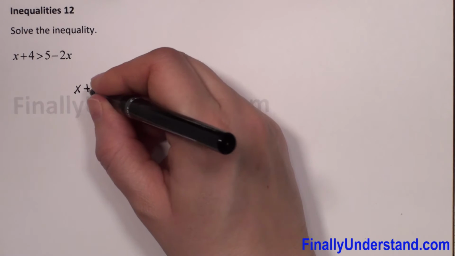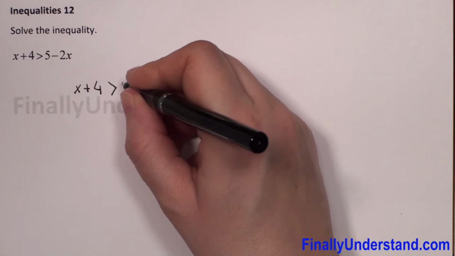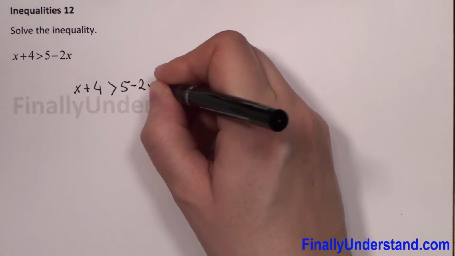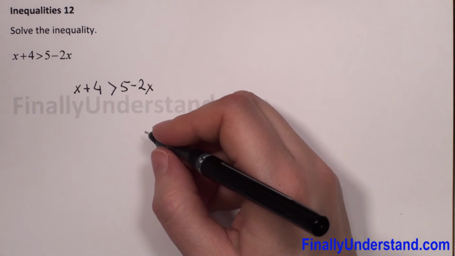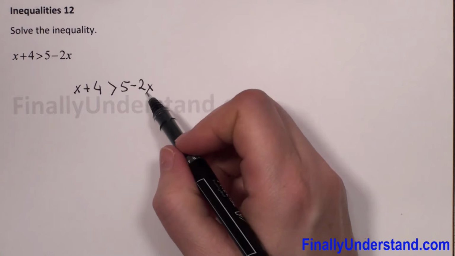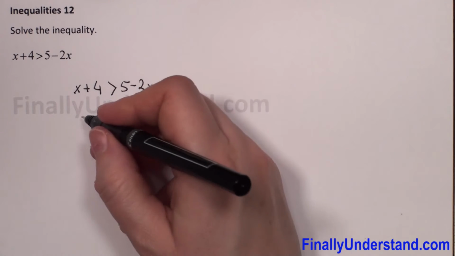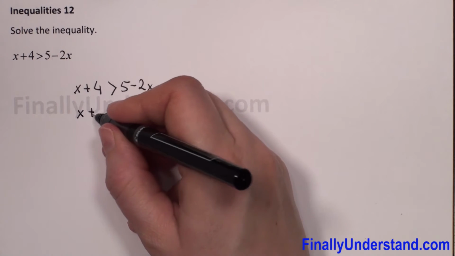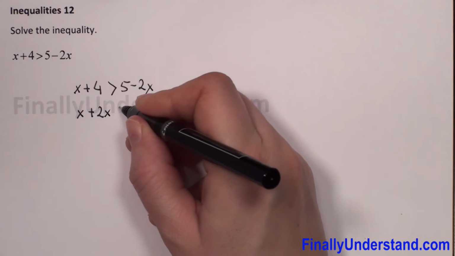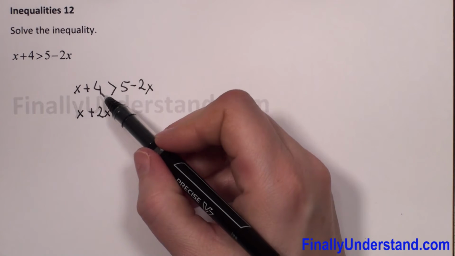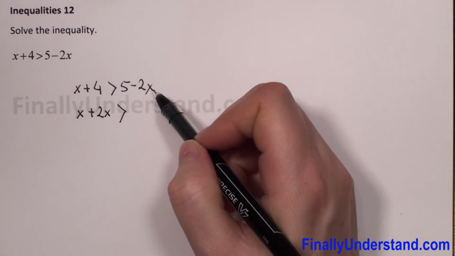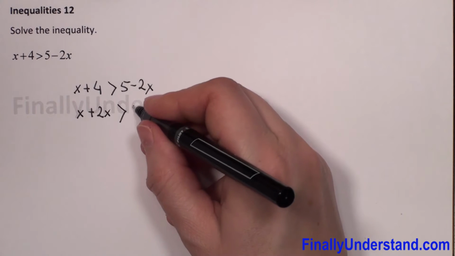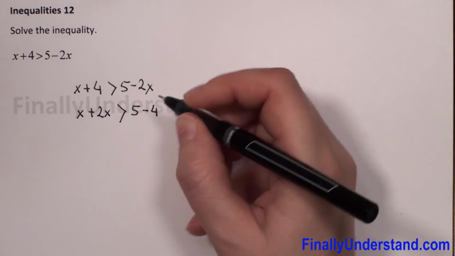I have x plus 4 is greater than 5 minus 2x. First, I will collect all terms containing x on the left side. So I have x, negative 2x I will move to the left side, will be positive 2x. x is greater than, I will move 4 to the right side, so will be 5 minus 4.